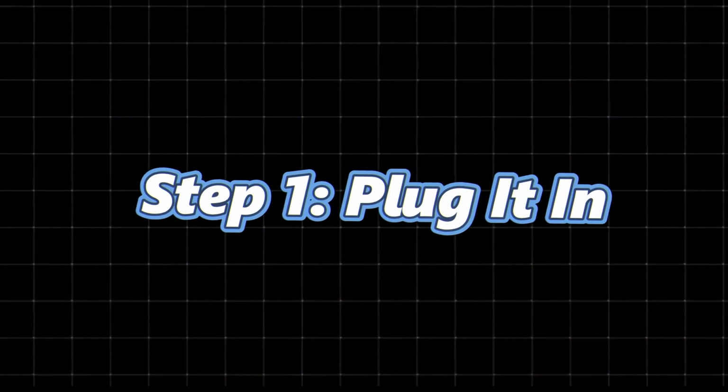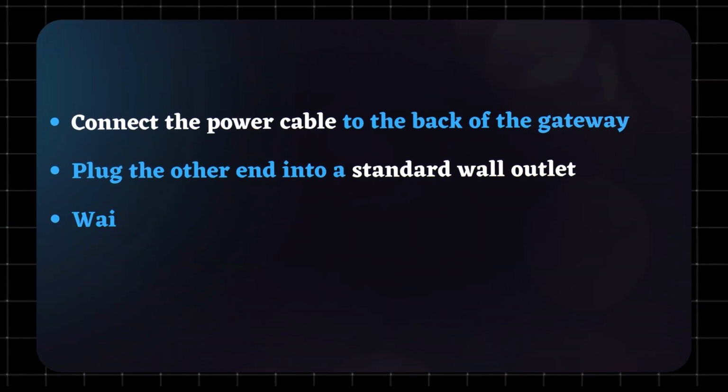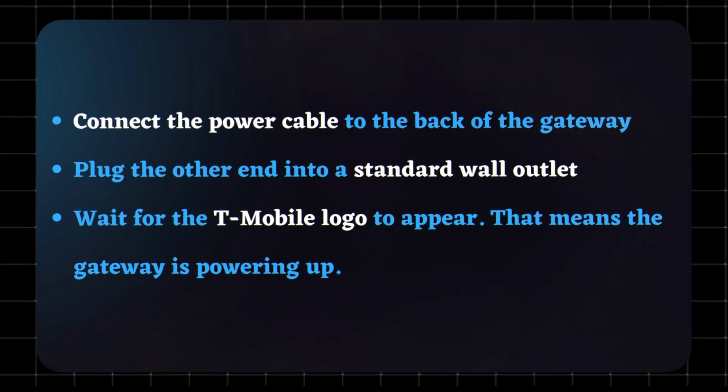Step 1, plug it in. Connect the power cable to the back of the gateway. Plug the other end into a standard wall outlet. Wait for the T-Mobile logo to appear. That means the gateway is powering up.